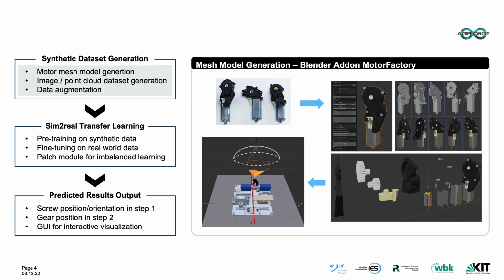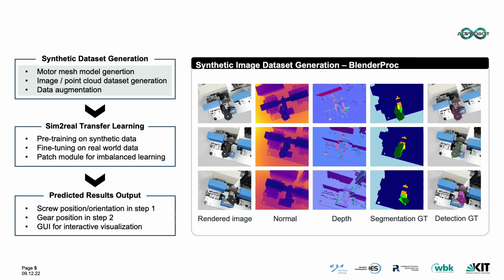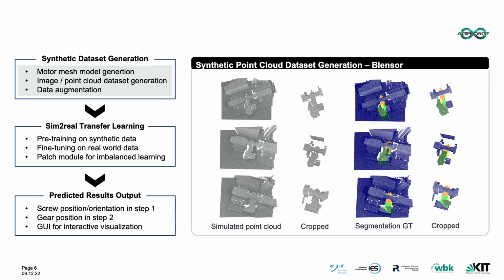Based on the motor templates we have currently, we created a Blender add-on named Motor Factory, which can generate motor mesh models with a variety of specifications. With those mesh models, corresponding synthetic images and point clouds can be generated in a Blender scene. Note that all semantic labels are generated automatically. No manual labeling is required.